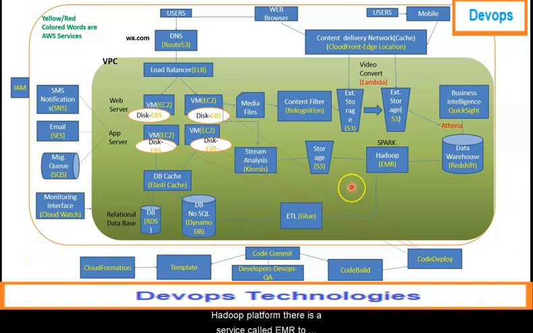On the Hadoop platform, there is a service called EMR to perform operations like aggregation and sorting, and you can run distributed jobs. To do ETL, that is the Glue service, for transactions from your DynamoDB tables, you need this Glue service for doing extract, transform, and load operations. Then finally, all this data you can store in the data warehouse service, which is nothing but Redshift in Amazon, which can store petabyte scale of data.